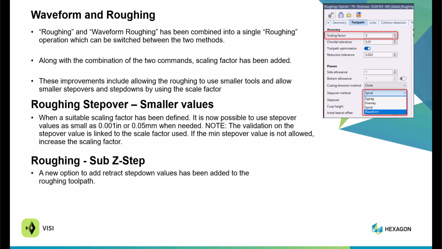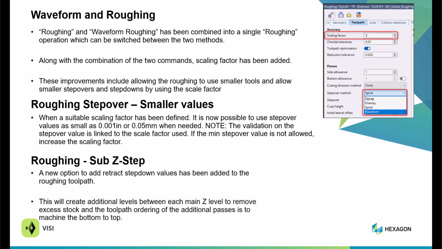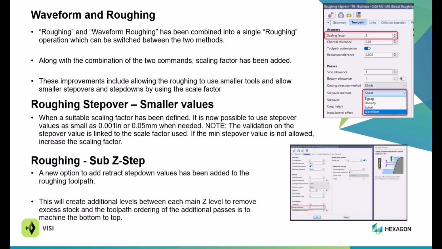And in roughing sub-Z steps, a new option to add retract values has been added to the roughing toolpath. This will create additional levels between each Z level to remove excess stock, and the toolpath ordering of the additional passes is to be machined from the bottom to top.